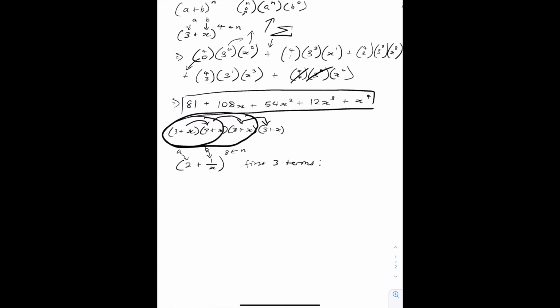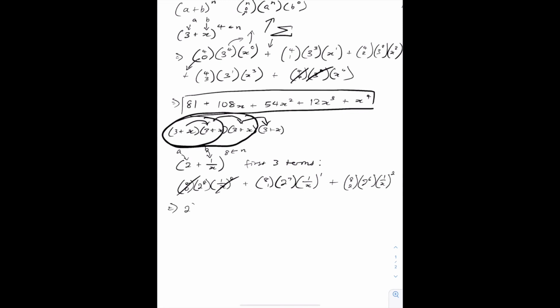So the first 3 terms would be 8 choose 0 times 2 to the power of 8 times 1 over x to the power of 0. So remember, when you're raising this to the power, you're not just raising the 1 to the power or raising just the x to the power, you're raising the entire thing as a whole to the power. So these two are just 1, so that's 2 to the power of 8, plus 8 choose 1 times 2 to the power of 7, we're decreasing it by 1, times 1 over x to the power of 1. And then we add that to 8 choose 2, which is our final term, 2 to the power of 6, decreasing by 1, and 1 over x, increasing this by 1 to make it squared.